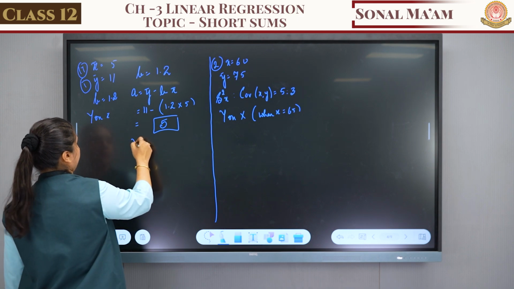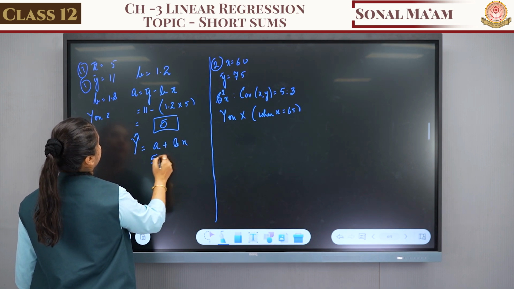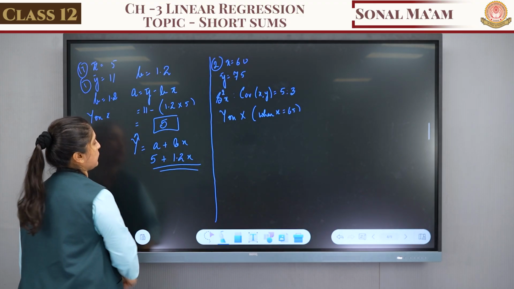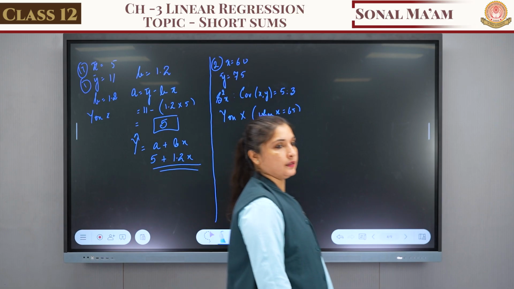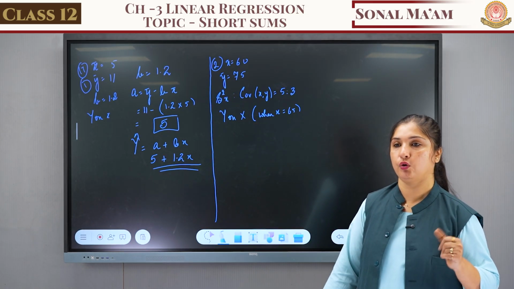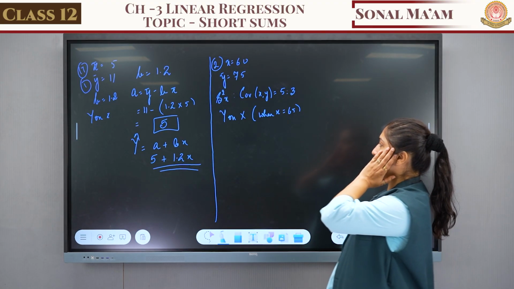The next step is what? y cap, which is A plus bx, 5 plus 1.2 into x. The value of x is not given, so we will leave it as it is. Is that clear? It was very simple. As we did the earlier sum, we are able to correlate, right? Okay. A little change in the formula.